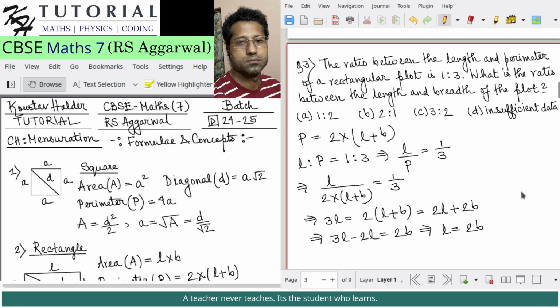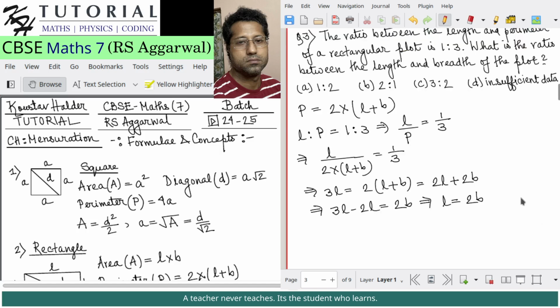So the problem has asked what is the ratio between the length and breadth of the plot. So from here we can say length by breadth will be equal to 2. So this implies the ratio of length and breadth is equal to 2:1. So 2:1 is the correct. So choice B is the correct choice.